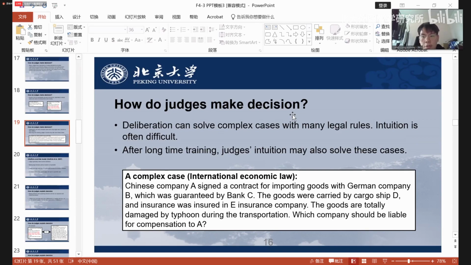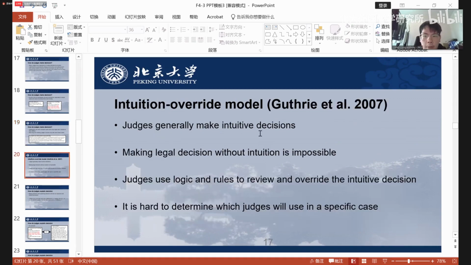Even the judges need to use many rules and logic, step by step, to make their decisions. At this time, intuition cannot lead to the right decision. But after long training, very skilled judges' intuition may also solve this problem. So as we can see, the process of judges making decisions is very complicated.